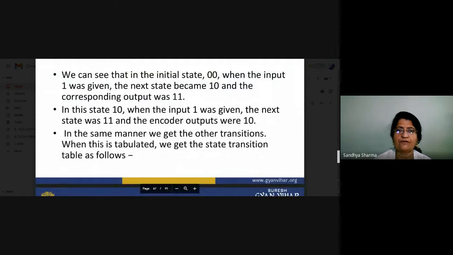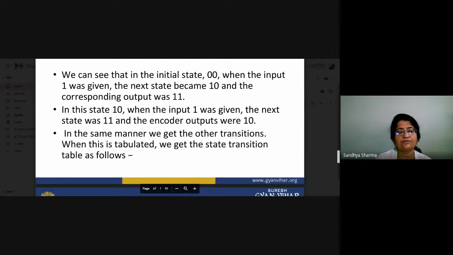So now we will calculate. We can see the initial state. Initially our flip-flop is 0 0, and when one bit enters, the next state will become 1 0, and the corresponding output was 1 1. So what will happen when we enter one bit? We will calculate the output bits C0 and C1. After calculating the output bits, we will shift the bit to the next position. So initially 0 0, but when you enter the 1, your next state will be 1 0.